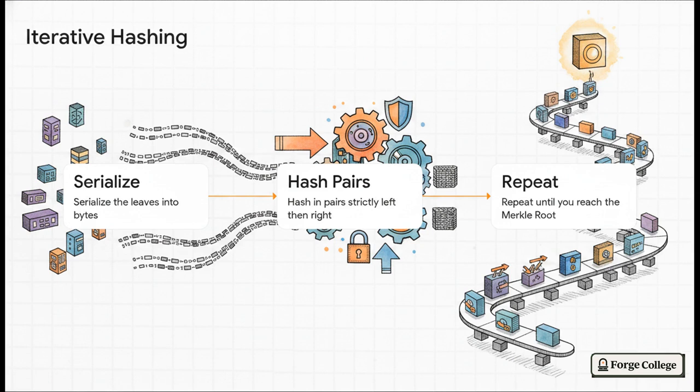Step 3, we just repeat this pairing and hashing process layer by layer, moving all the way up until we're left with one single ultimate hash. And that, my friends, is your Merkle root.